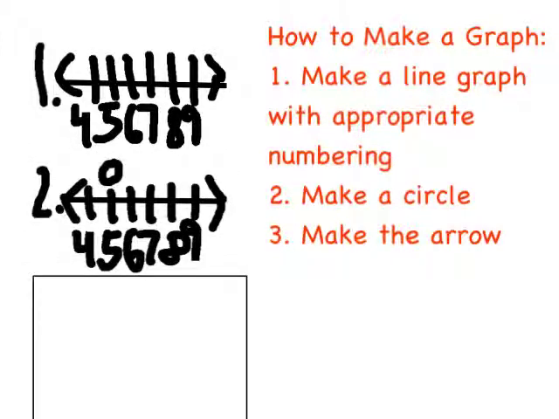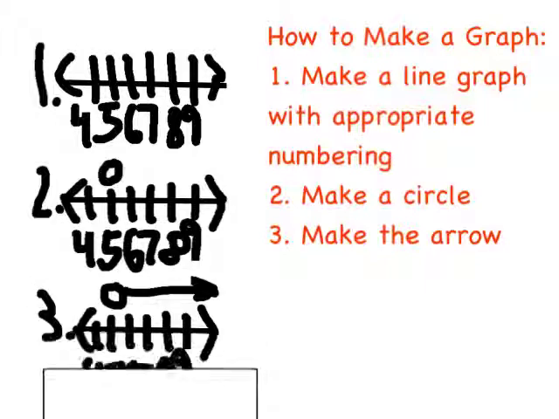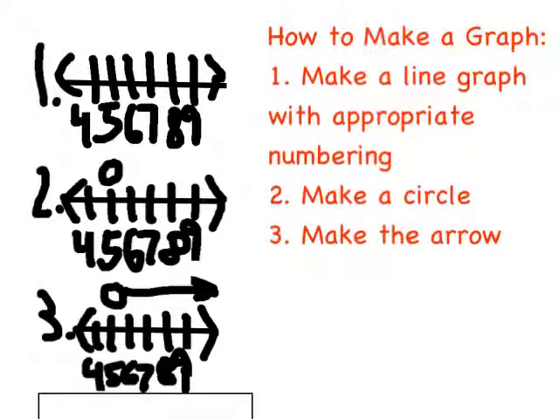The next step is to add the arrow. Because our problem is greater than, the arrow should go forward. It should go to the end of the line, just like this. Now let's try to do another example.